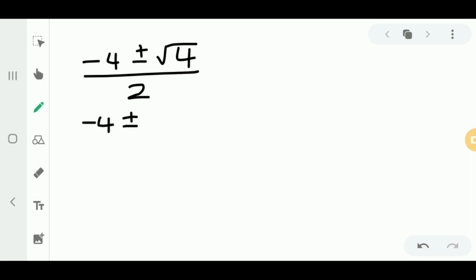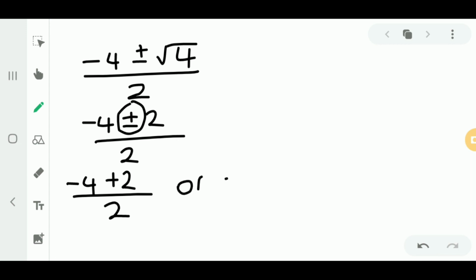So 16 minus 12, that's 4. So you have minus 4 plus or minus the square root of 4 all over 2. So you have minus 4 plus or minus square root of 4 is 2. And again, we have to break up the plus or minus. So we have minus 4 plus 2 over 2, or minus 4 minus 2 over 2. So minus 4 plus 2, that gives you minus 2. So you have minus 2 divided by 2, that gives you minus 1. Or minus 4 minus 2, that gives you minus 6. Minus 6 divided by 2 gives you minus 3.